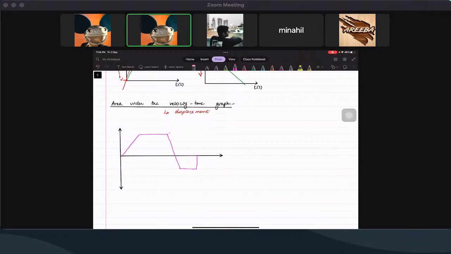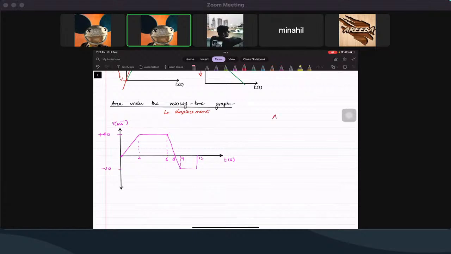So this is velocity in meters per second, this is time in seconds, this is 2, this is 6, this is 8, and 9 and 12, supposing the values really. And this is 40 positive, and this is minus 20. Okay, with everybody? Now, three formulas you need to know and always remember.